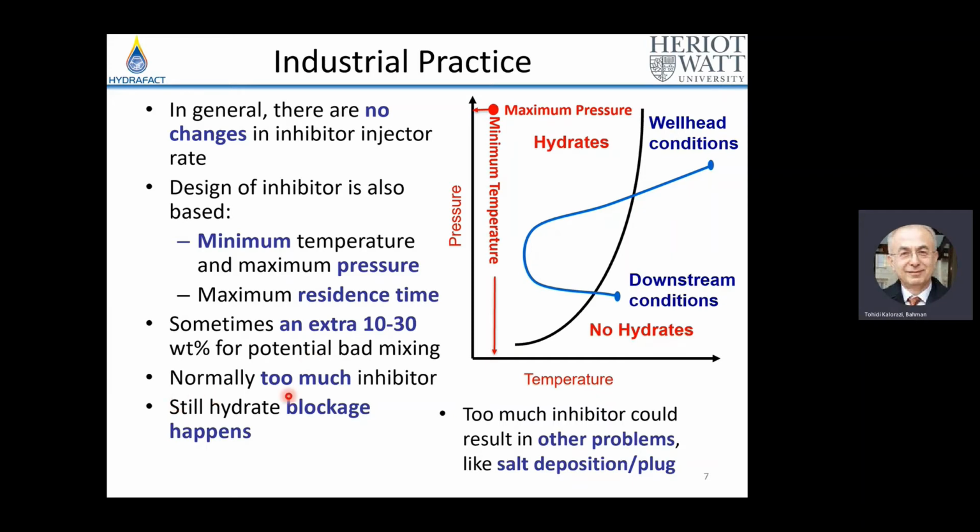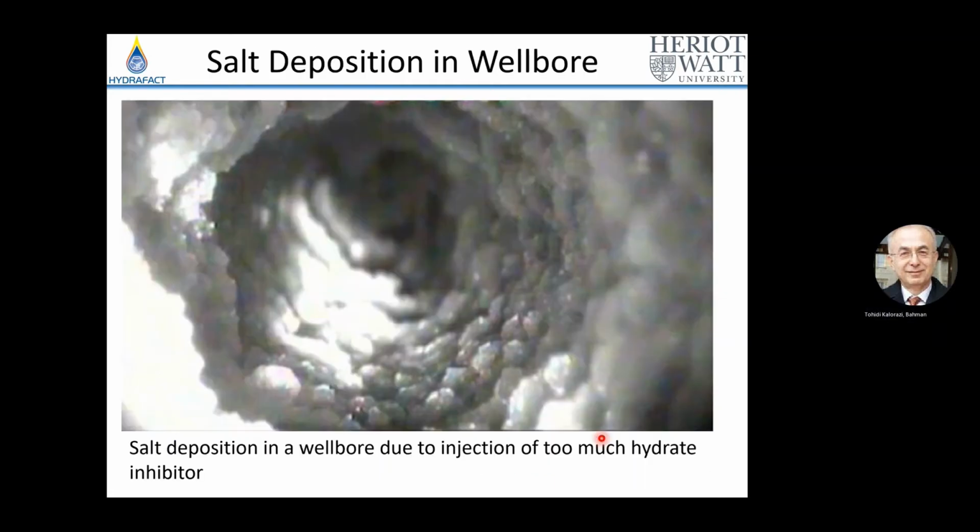And unfortunately, they are still overusing inhibitor. Blockage will happen because we are not monitoring. And too much inhibitor can result in other assurance problems. For example, too much alcohol in a salty water can result in salt deposition, like here.